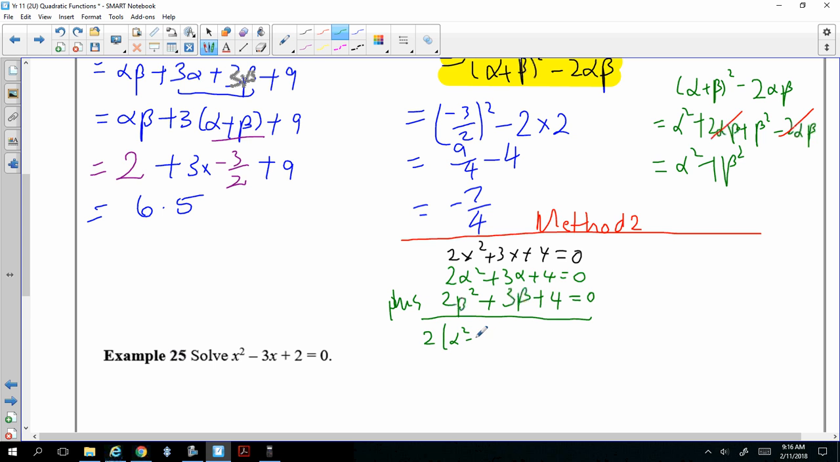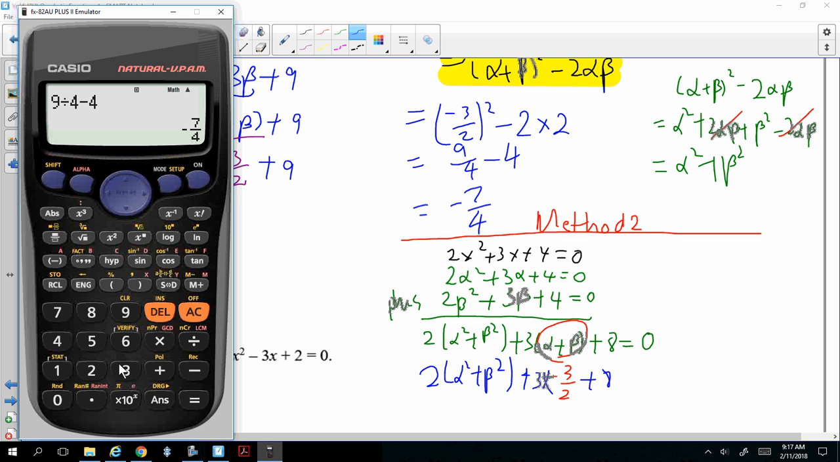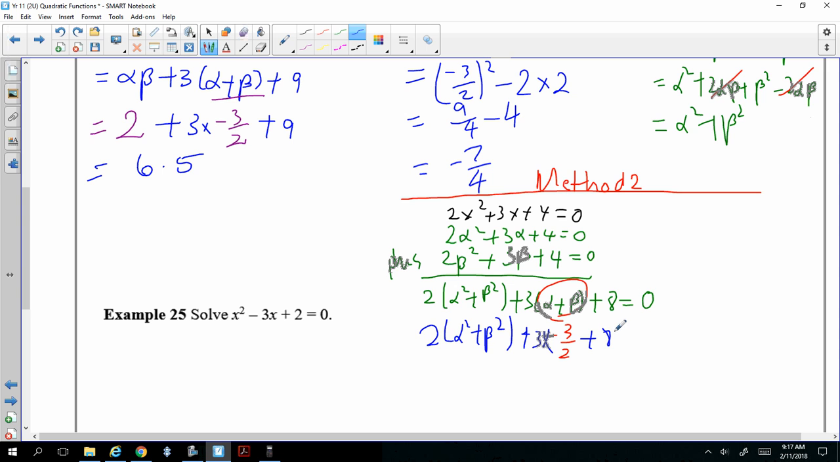I think this is longer. And then what you do is the alpha plus beta is minus b on a, which is minus 3 over 2. And you can just work it out. So you end up getting 2 alpha squared plus beta squared plus 3 times this plus 8. Use your calculator. 3 lots of negative 1.5 plus 8. You get 3.5. So you get equal to 0. So 3.5 plus this. I think this is too long. You may not like it.